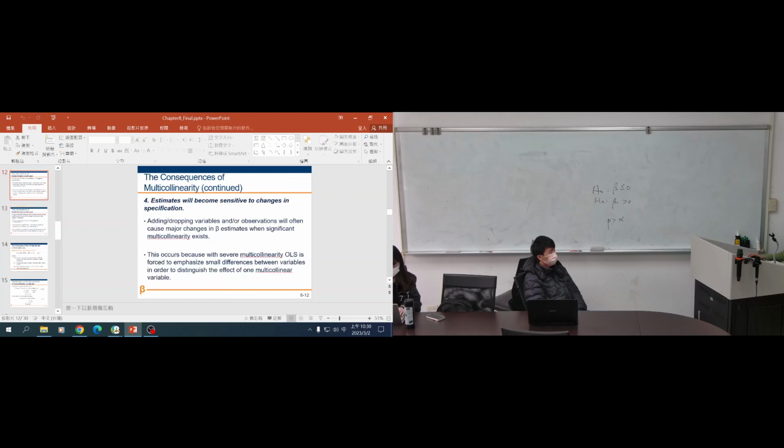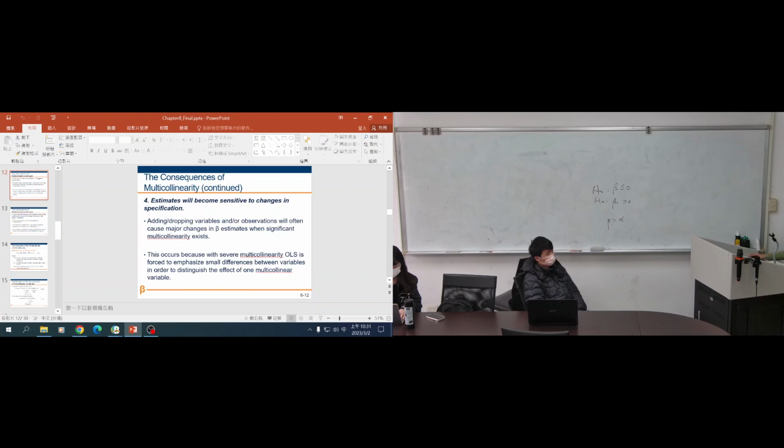Number 4: also, estimates will become sensitive to changes in specification. The estimates mean the coefficients and also the standard errors. They are sensitive to changes in specification, meaning if you add more variables or change the sample size. Now I have only 7; if I increase it to 700, all the estimates change a lot. So they are sensitive to the change in specification.